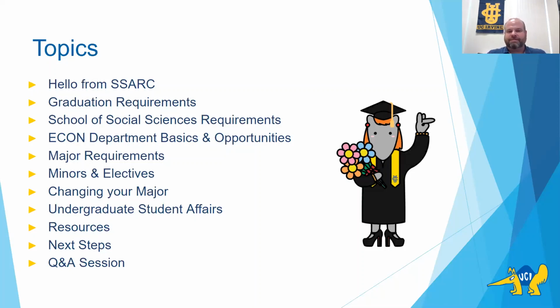Also, we're going to talk about change of majors in case you are interested in changing majors, or maybe you even want a double major. We're going to be talking about those options as well. And then we'll talk about our office, about what we do and what we can do for you as the undergraduate student affairs office, and how we can help you out during your journey here at UCI. And then a few resources that you'll have access to, and then some important deadlines that are upcoming, and then we'll have our live Q&A session.